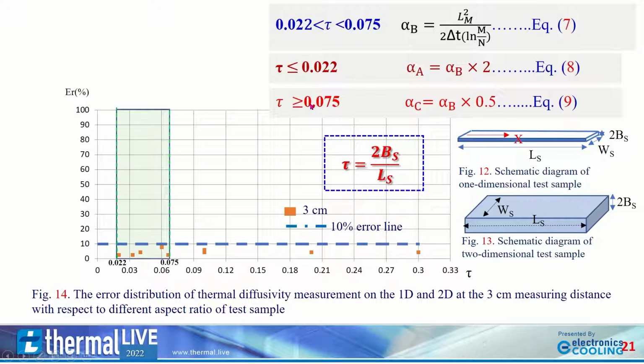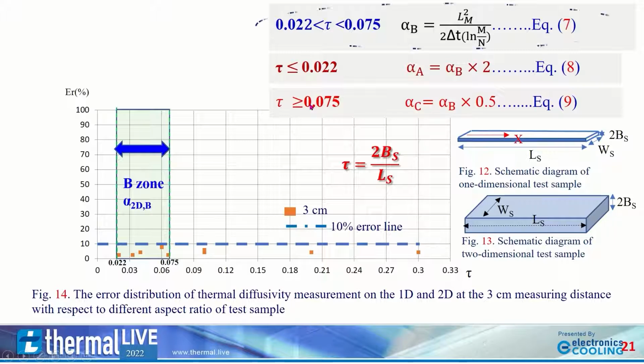There are 3 zones according to the different aspect ratio of the material. The thermal diffusivity patterns of the zones are described in Figure 14. When tau is larger than 0.022 and less than 0.075, it is the B zone. The B model is adopted. The thermal diffusivity of B zone, alpha B, is expressed as equation 7.